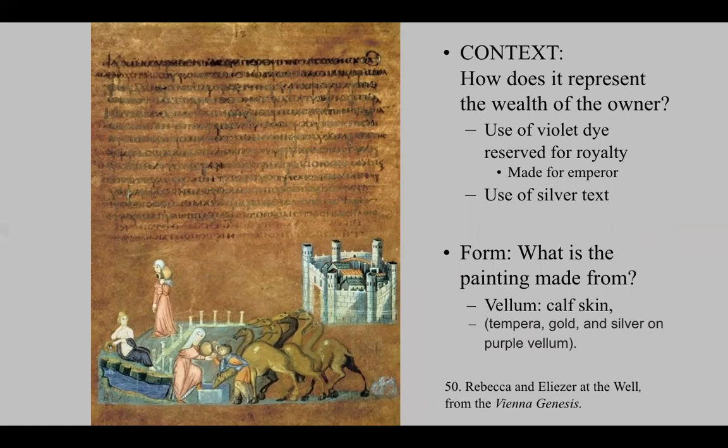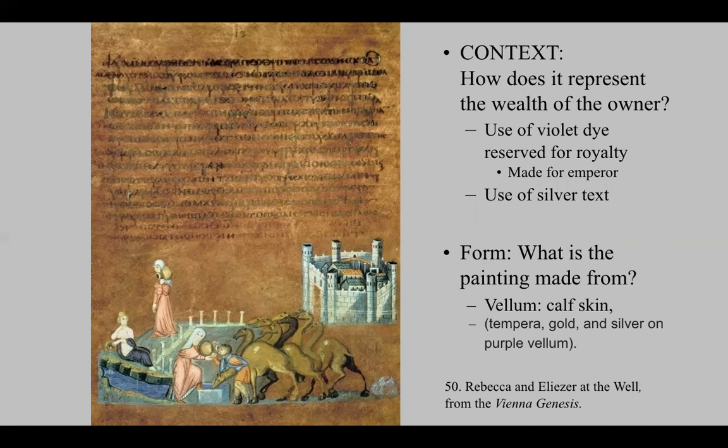And the writing that is now tarnished is in silver. So it was written in silver ink. And so think about this. This would have been purple and silver. And just like the interior of Santa Sabina, it would have felt incredibly holy. It would sparkle and shimmer.